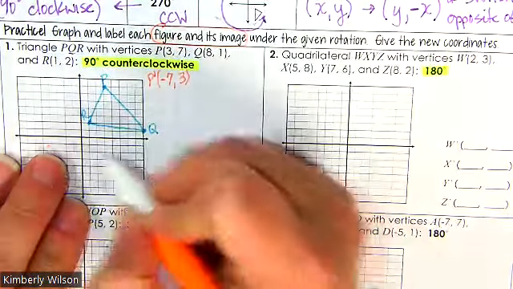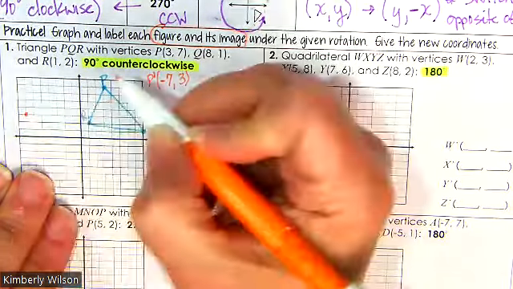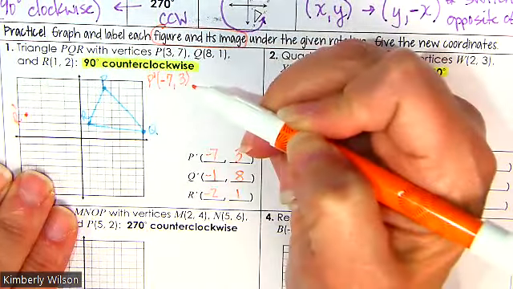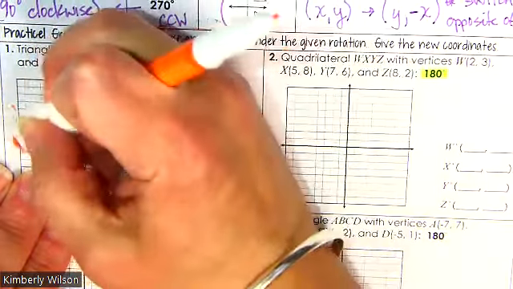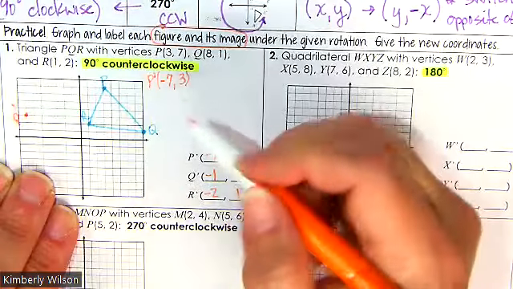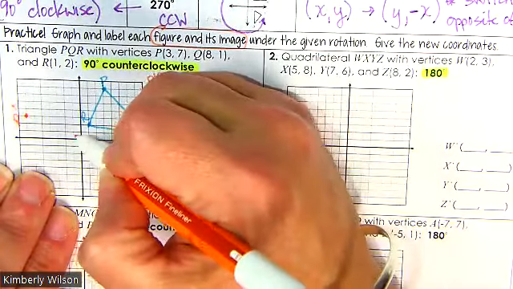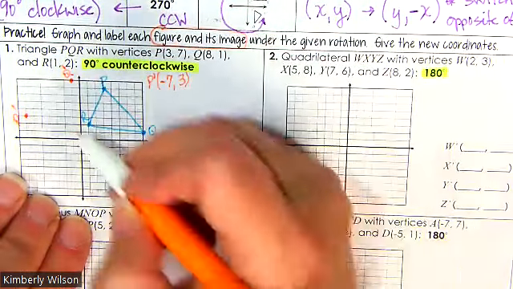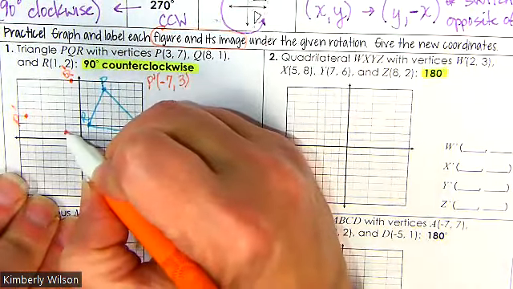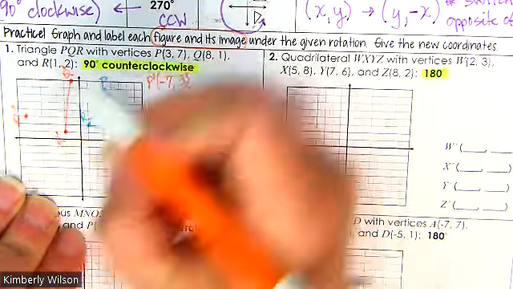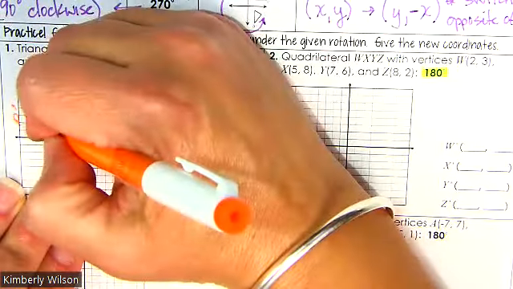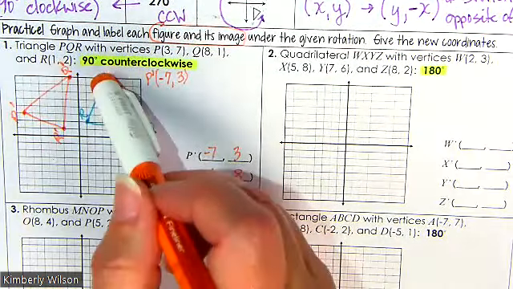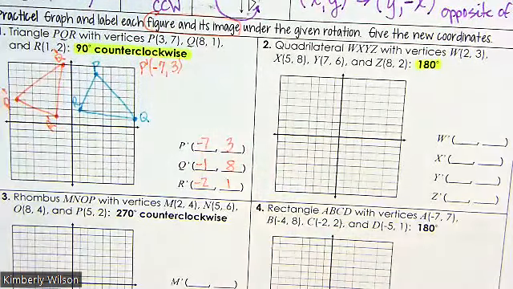Okay, so we have to plot our new points. So this is -7, 3. That is R prime. Oh, this is P. I'm not paying attention to my labels. Okay, so Q is -1, 8. Q prime. And then R is -2, 1. And now we connect the dots. Okay. And there we go. And you notice that Q shifted 90 degrees up. P shifted 90 degrees over. R shifted 90 degrees over.